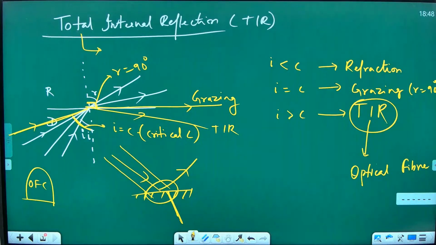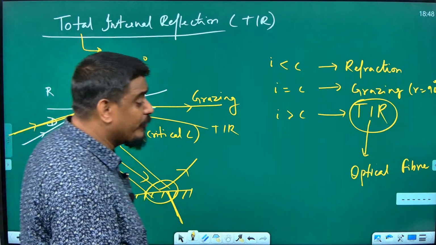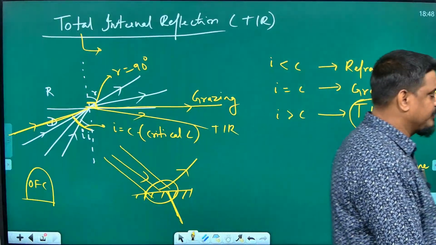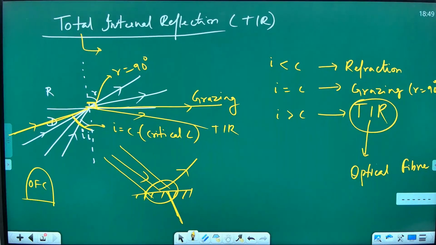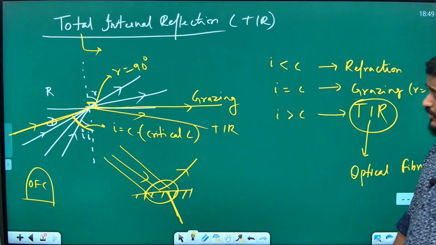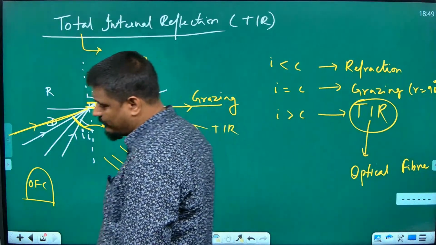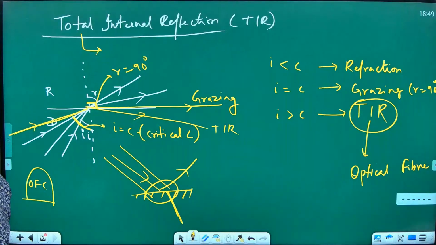Critical angle. And light is moving from a denser medium to a rarer medium.